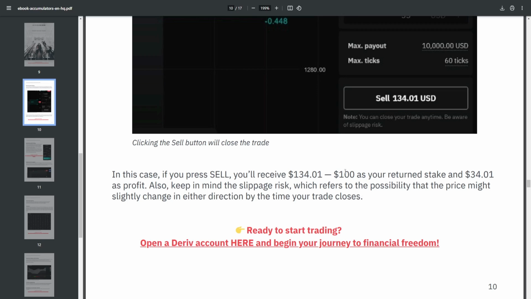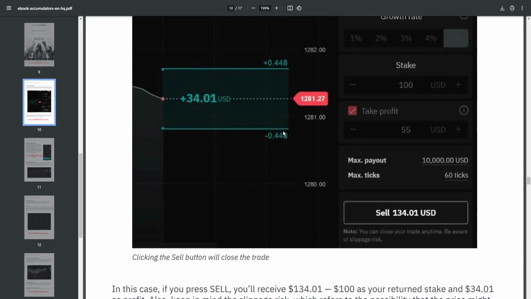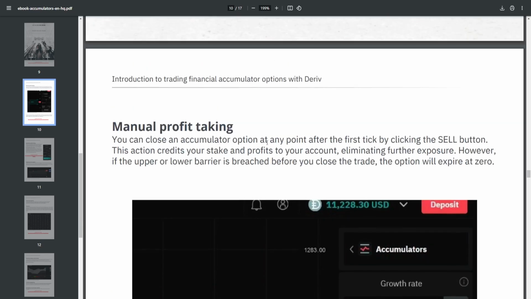Also, keep in mind the slippage risk. Listen carefully. The slippage risk refers to the possibility that the price might slightly change in either direction by the time your trade closes. Okay, so when you're closing your trade, be fast, okay? Don't delay, because the price might change because of the slippage risk, okay? So be careful when you are taking your profits manually, okay? So that is everything concerning manual profit taking in accumulators.